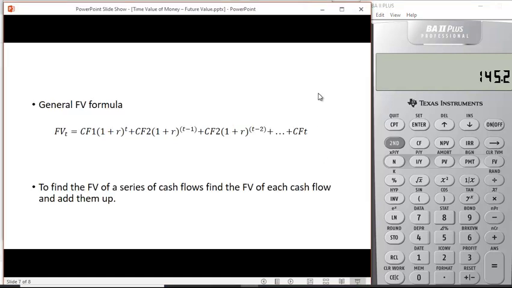So the general formula is, again, you find the future value. If you want the future value in time period T, you find the future value of the first cash flow in time period T. That goes for the full T periods. The second cash flow only goes for T minus 1 periods, okay, because it's 1 period closer to time period T, and so on and so on and so on. And the final cash flow, once we deposit it, we just add it in. Okay, so we just add these up.